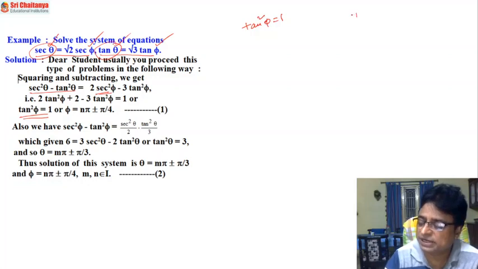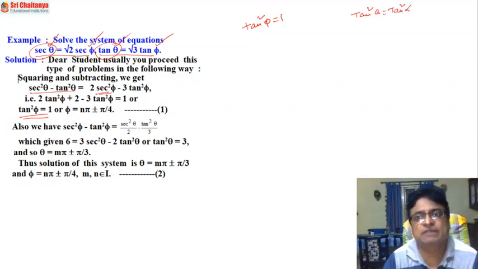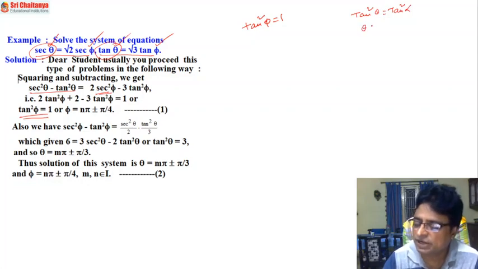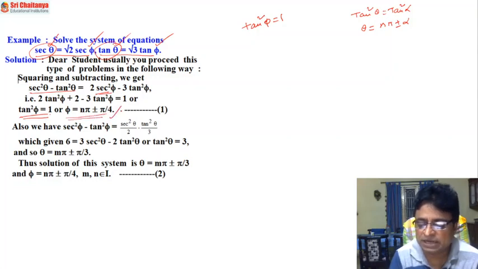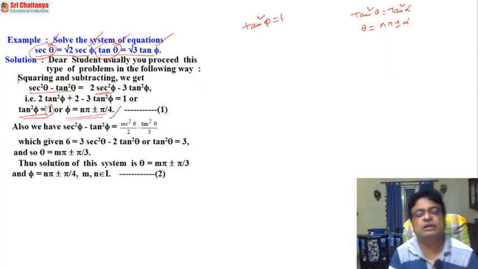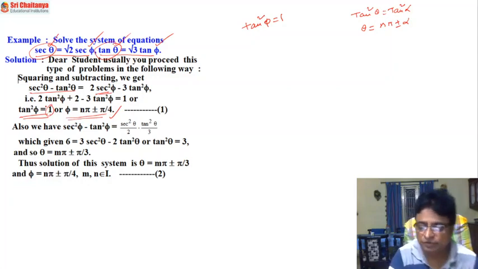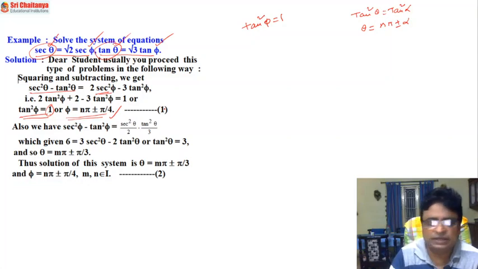So my friends, I already mentioned, whenever tan square theta is equal to tan square alpha, or sin square theta is equal to sin square alpha, or cos square theta is equal to cos square alpha, what is our general solution? n pi plus or minus alpha. Like that, tan square phi equal to 1, therefore phi equals n pi plus or minus alpha, where alpha is the angle for which tan becomes 1: pi by 4. So you call it equation number 1. First I eliminated theta, and with the help of that I got the value for phi.